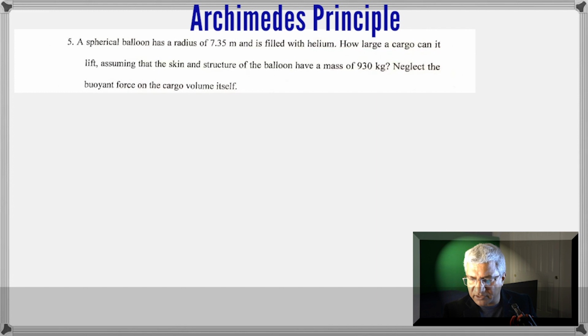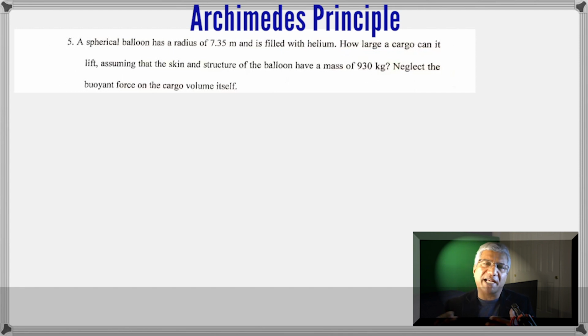All right, so here is the example that I want you to do. A spherical balloon has a radius of 7.35 meter and is filled with helium. All right, this is the same exact question we did in class. How large a cargo can it lift, assuming that the skin and structure of the balloon have a mass of 930 kilogram? Neglect the buoyant force on the cargo volume itself.